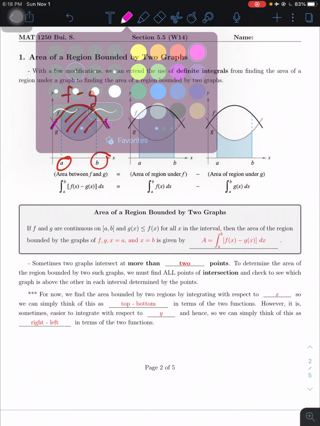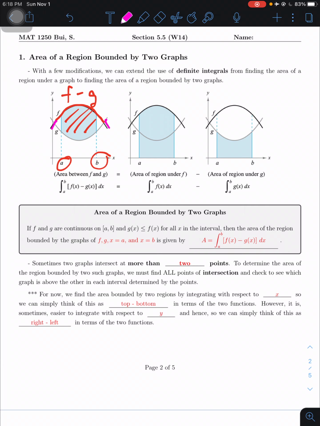But just a heads up, we're not going to talk about it for this page, but in the future, for this little pink curve in here and the little pink curve in here, as you can see, F is underneath of G, right? So if you want to do integration for them, you have to do G minus F instead.